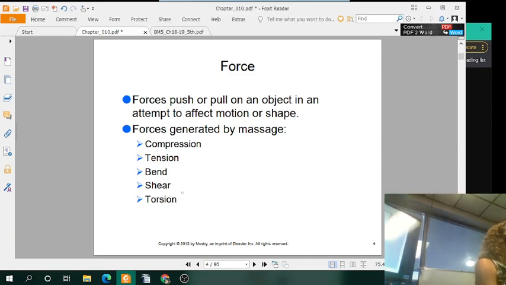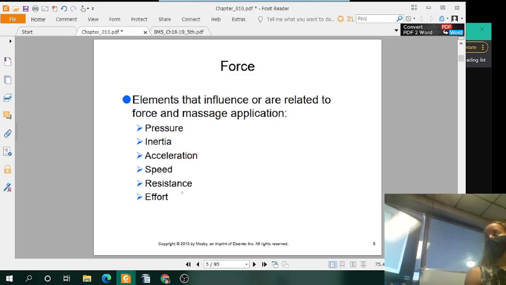The elements that can relate to massage and force are pressure, inertia, acceleration, speed, resistance, and effort. Inertia is basically a reluctance of something to change its state of motion. So it's going to try to stay at rest unless some external force creates change. Okay.